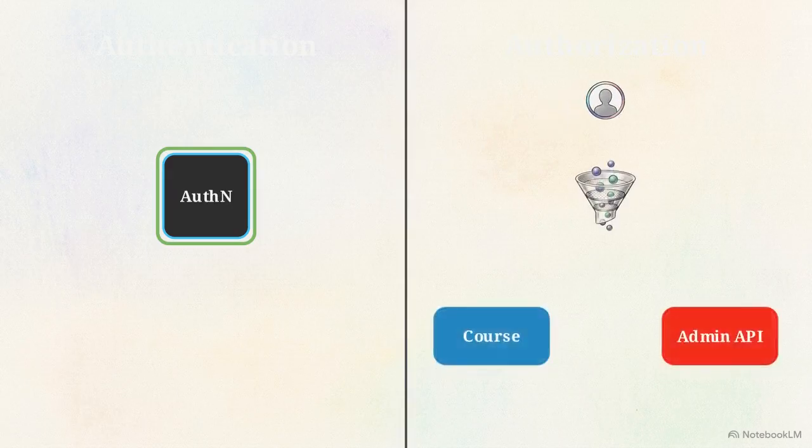On the left, authentication validates the identity badge. On the right, authorization acts as a filter, determining which specific resources that identity can touch. A valid token proves personhood, not permission. A learner authenticated to view a course is explicitly blocked from administrative APIs.